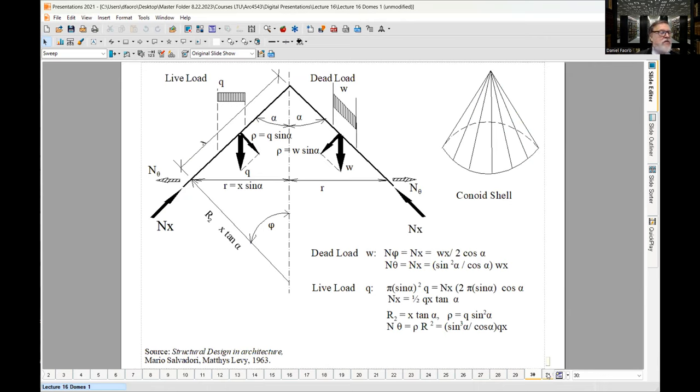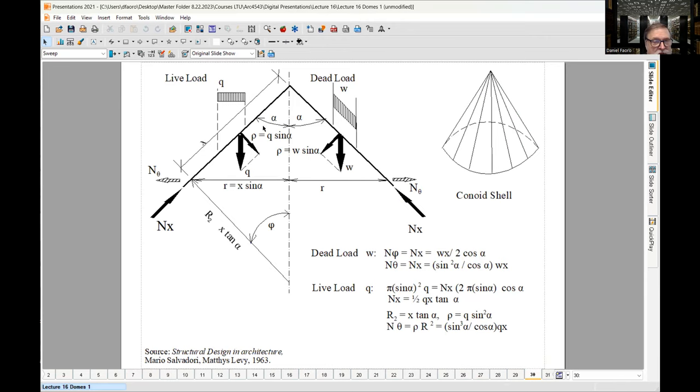All right, so we've looked at circular domes. Let's move on to conoids. So a conoid dome looks something like this, sort of like an ice cream cone, upside down. If you take a look on the left-hand side, you'll see the basic force conditions: dead load W on the right, live load Q on the left. And at the base, we've got our thrust force again, N sub theta pushing out. And then we've got N sub X, that's our pure axial force coming down through these elements here and here. Those will always be in compression.